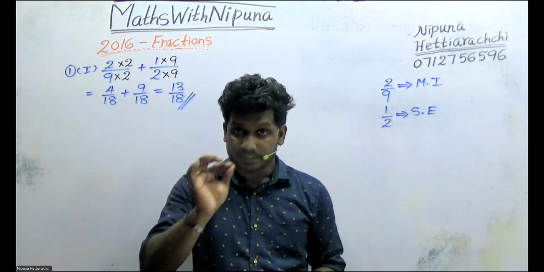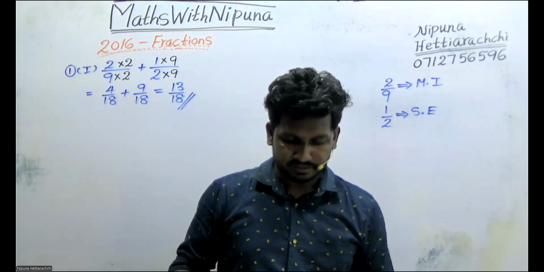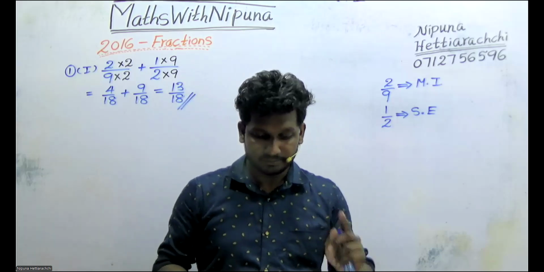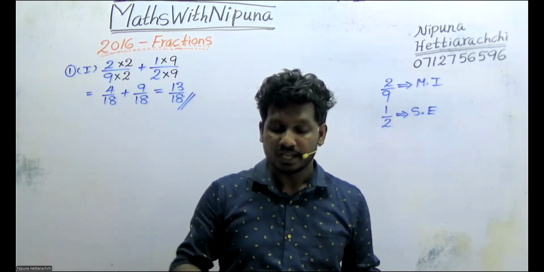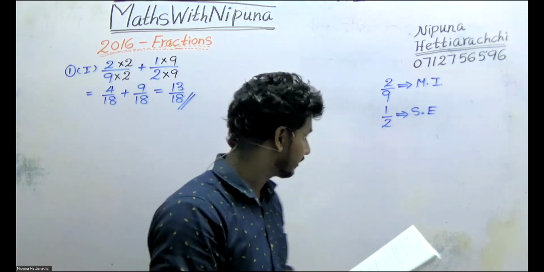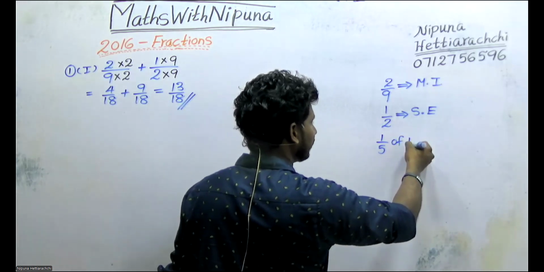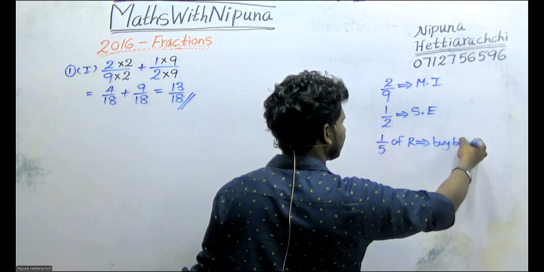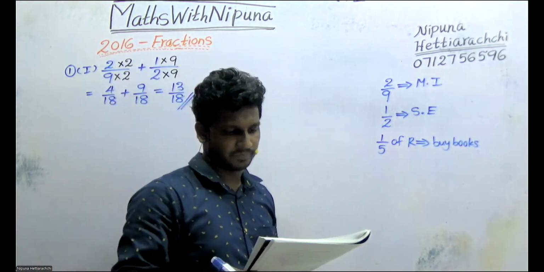Then another small sentence is there. Read very carefully. 1/5 of the remaining amount was used to buy books for the library. 1/5 of the remaining, not from the total. Here you have to consider the 1/5 portion of the remaining. That amount was used to buy books for the library.